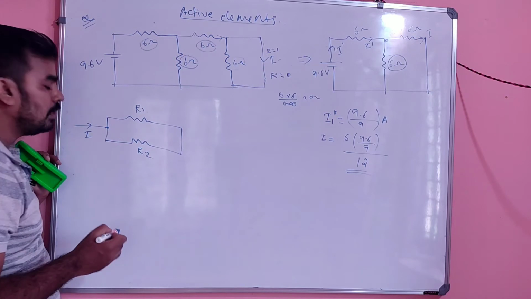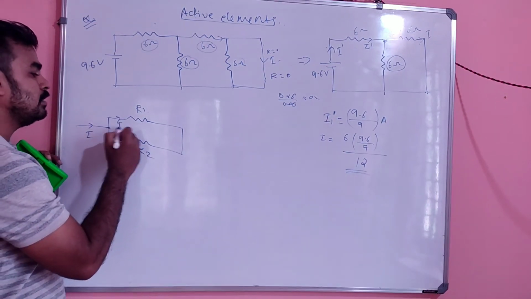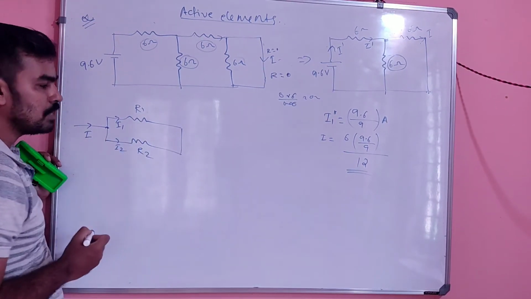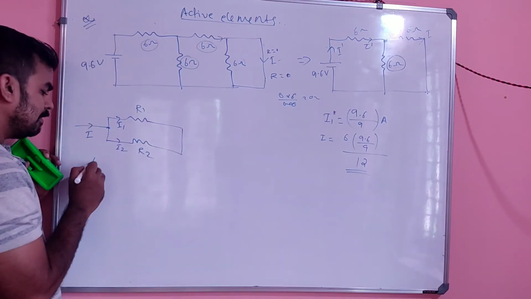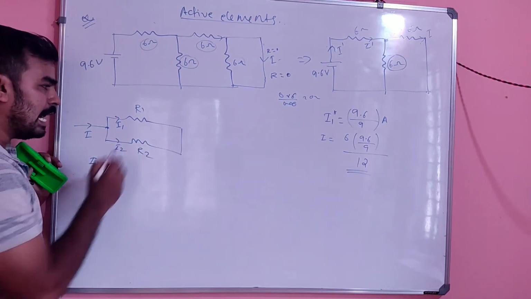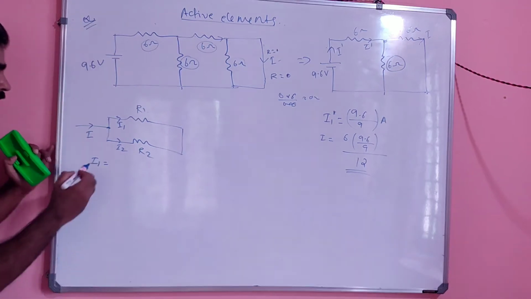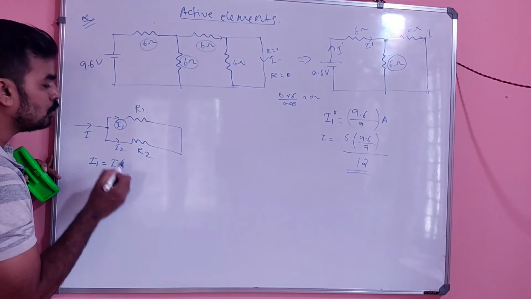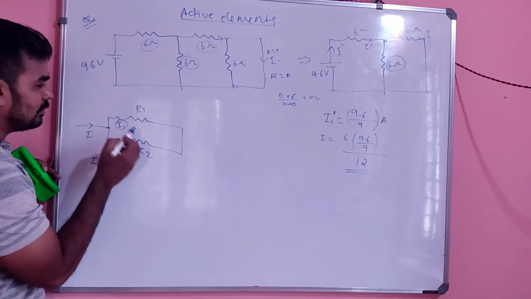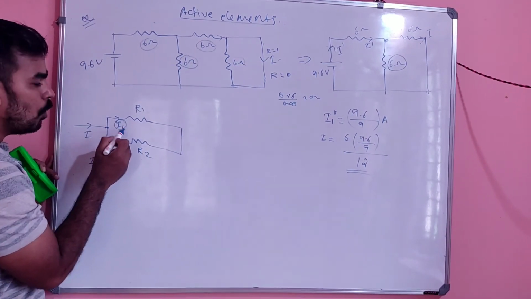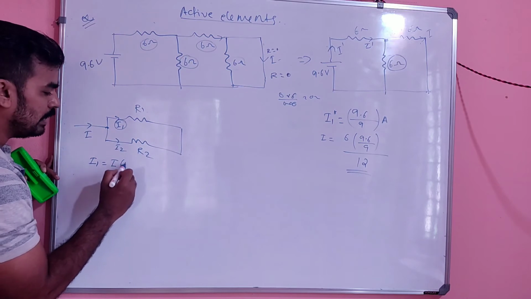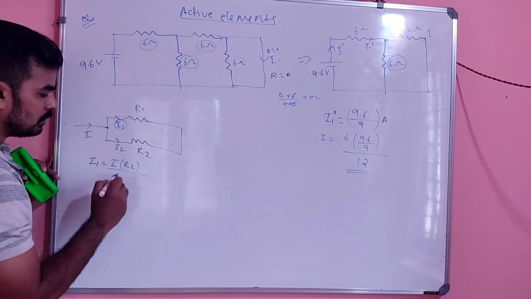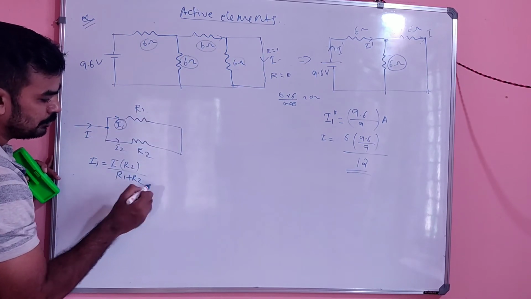Across some resistors R1 and R2, let the currents be I1 and I2. Then the value of I1 in terms of I, R1 and R2 will be equal to the incoming current I times the opposite branch resistor. We have to find I1, so the opposite branch resistor is R2. So I1 equals I into R2 whole divided by the total resistance R1 plus R2.